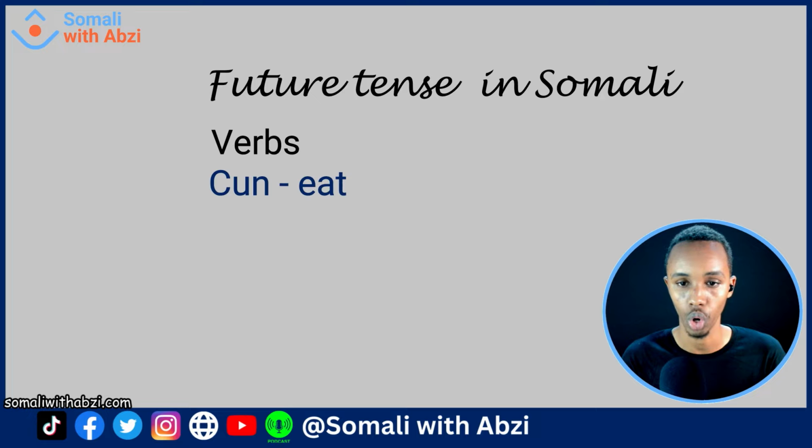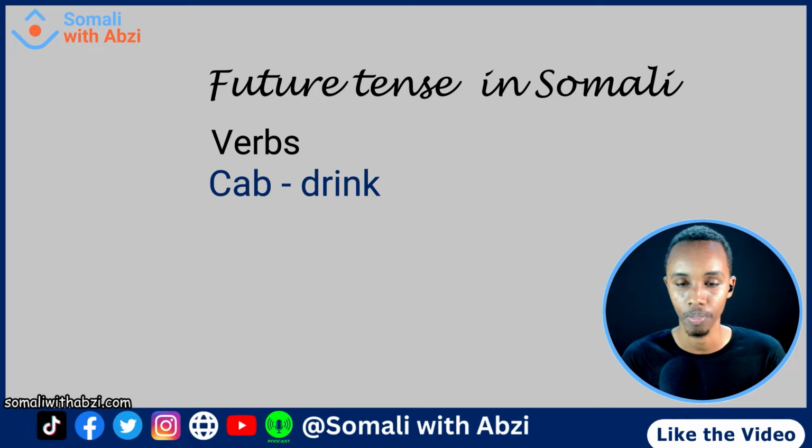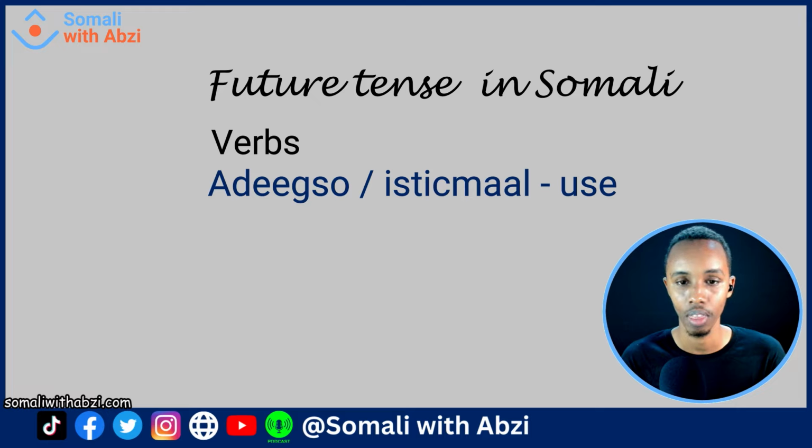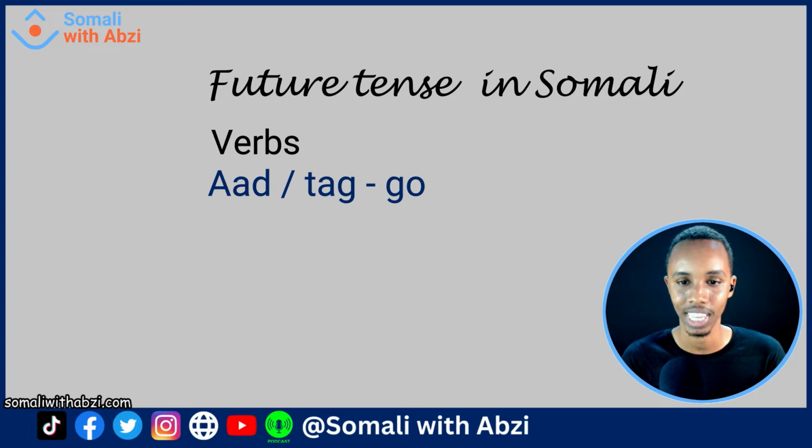The first one is cun. Cun, we mean eat in Somali. And the second one we're going to use is ciyaar. Ciyaar means to play. And the third one is cab. Cab in Somali means to drink something. And the fourth one we are going to use is adeegso or isticmaal. That means to use something. And the fifth verb we're going to use is fiirso or daawo, which means to watch something. And the last verb we're going to use is aad or tag, which means to go somewhere or to leave. All right.